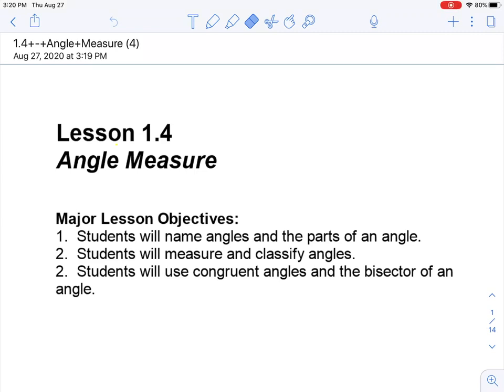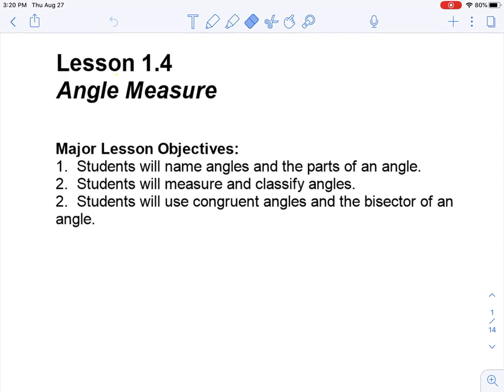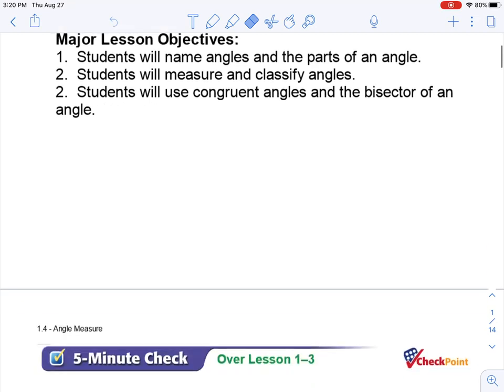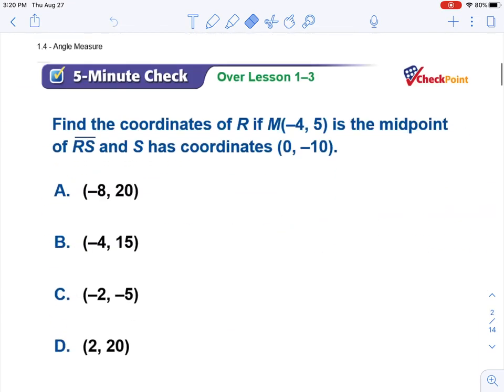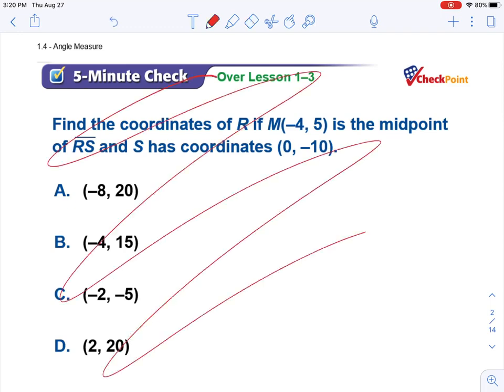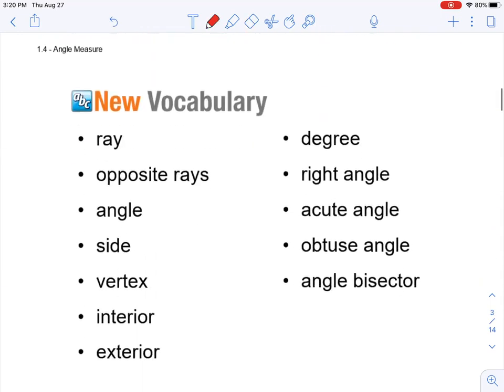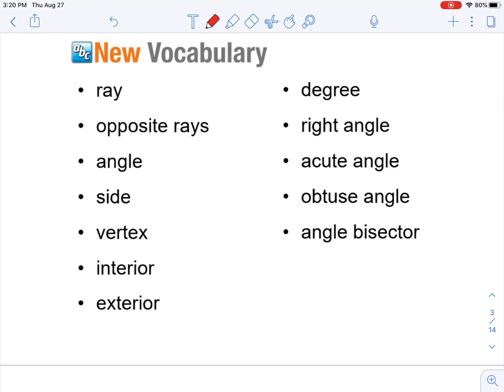Hi, today we are going to cover lesson 1.4, angle measure. So you'll be able to name angles and the parts of an angle, measure and classify angles, and use congruent angles and the bisector of an angle to solve. We're going to go ahead and skip this 5-minute check again and move on to our vocab.